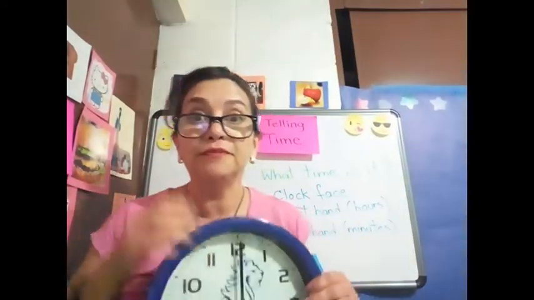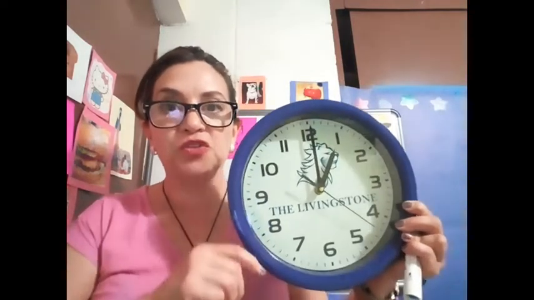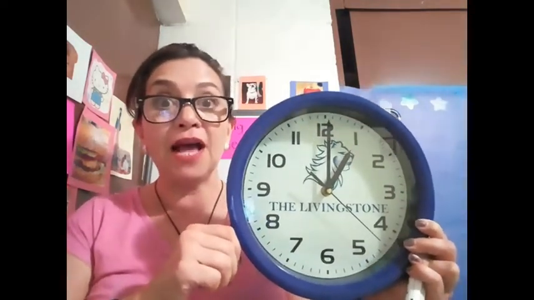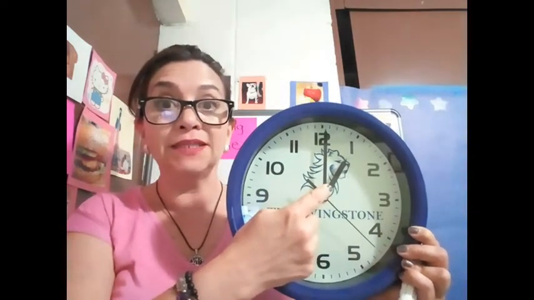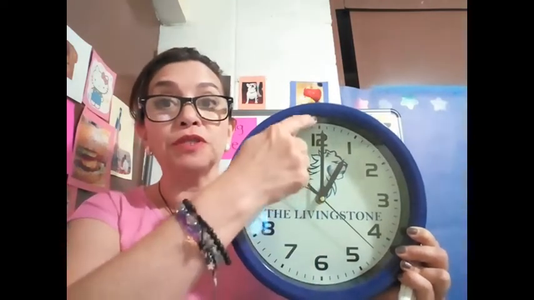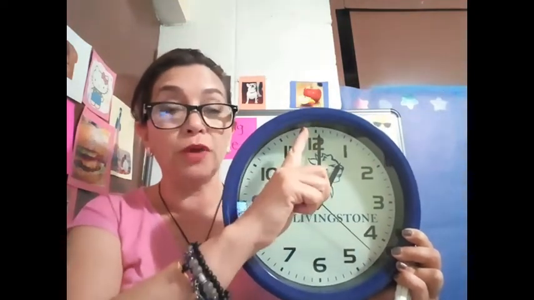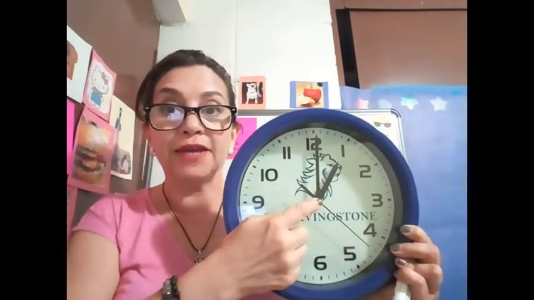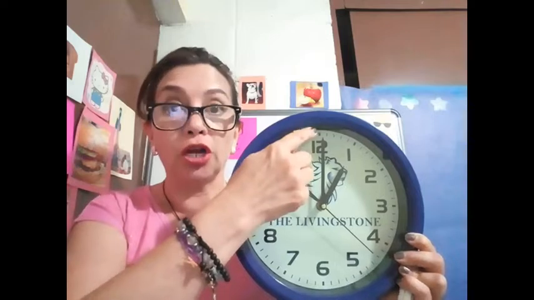And now, let's start showing you how to tell time. Okay, everybody. So let's see. Here I am showing you that the short hand is pointing to number 1 and the long hand is pointing to number 12. Every time the long hand points to 12, it means it is the hour, o'clock. Okay, so right now here I'm showing you that it is 1 o'clock.